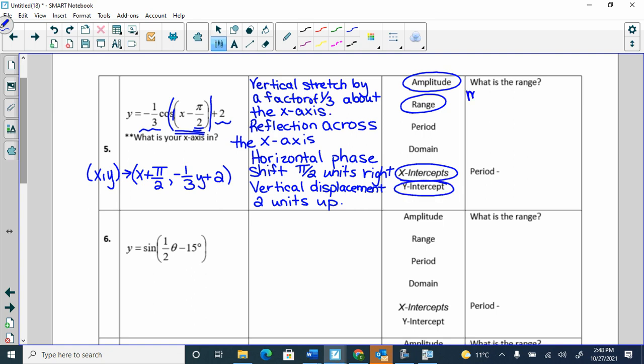Well, my maximum is my d, which is 2, plus my amplitude, which is 1/3, which gets me 7/3. That's the value of negative 1/3, sorry. And my min is 2 minus negative 1/3, which should be 5/3. And the difference between that is 2/3, which makes sense because my amplitude is 1/3 times 2, 2/3.